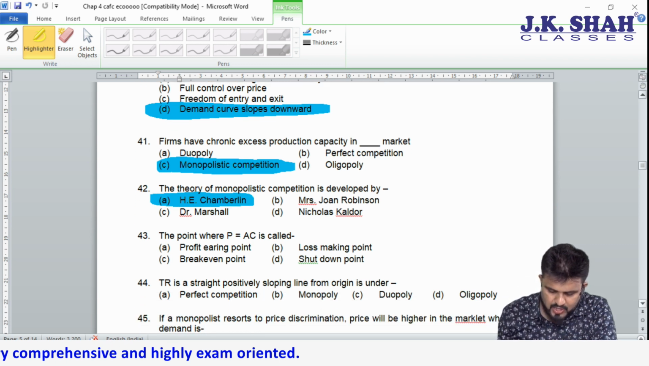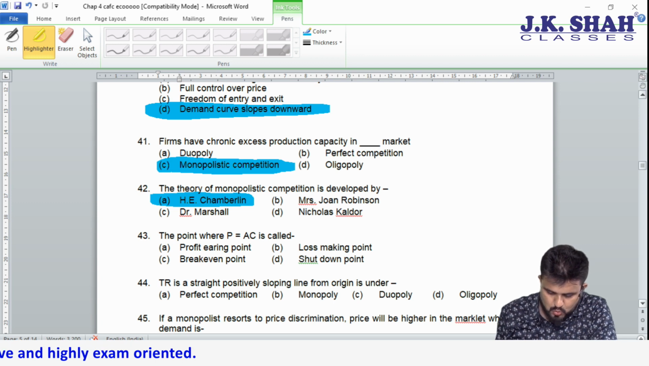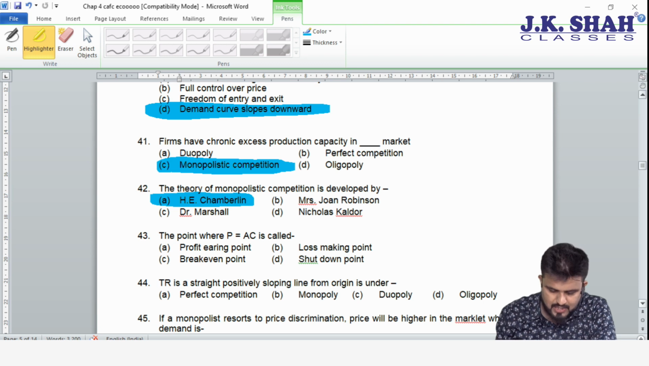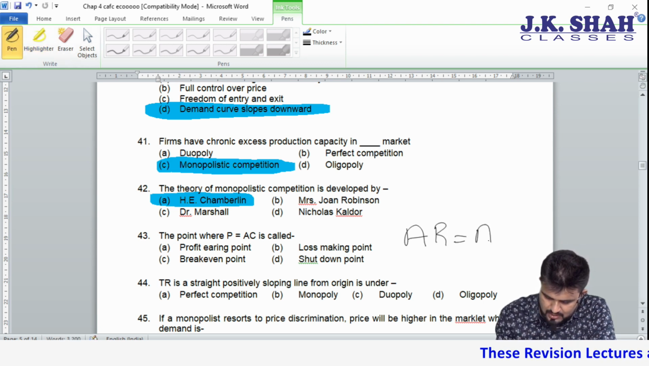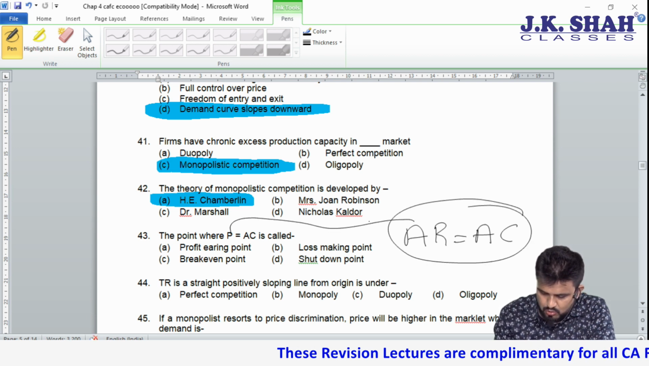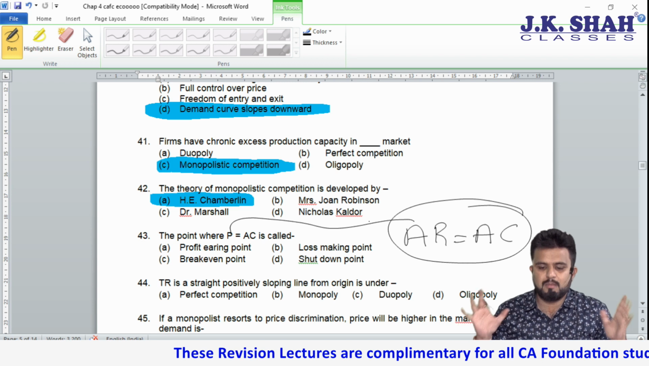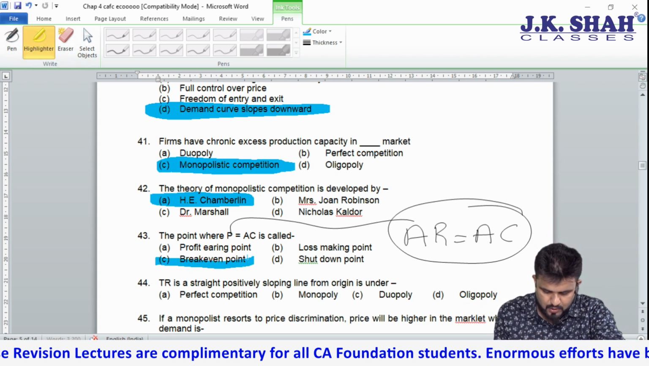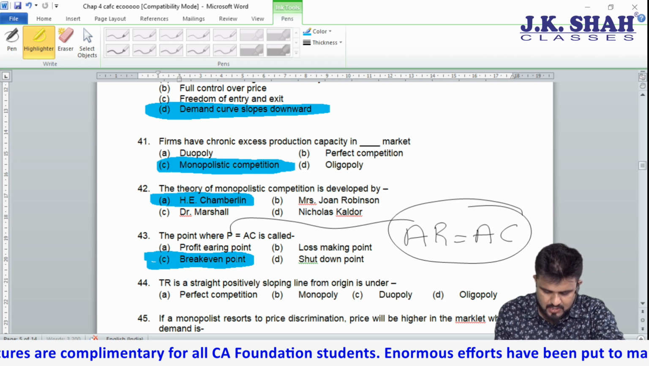Next, the point where price equals AC is called the dash point. So can I write it this way: AR equals AC? Because AR is nothing but price. So this will be called the break-even point. No profit, no loss. C is the answer for 43.